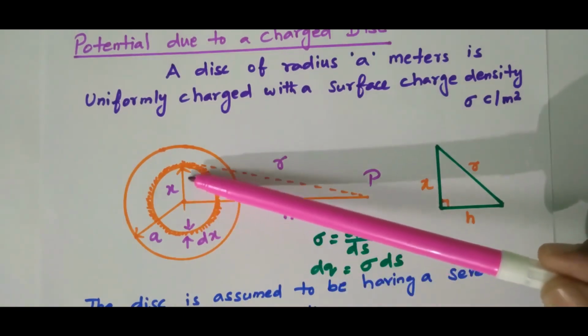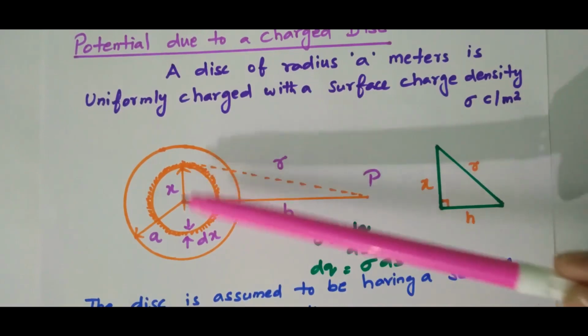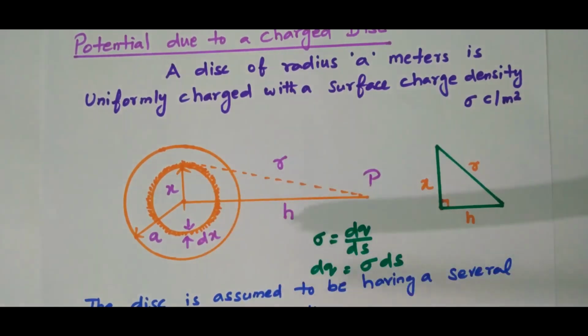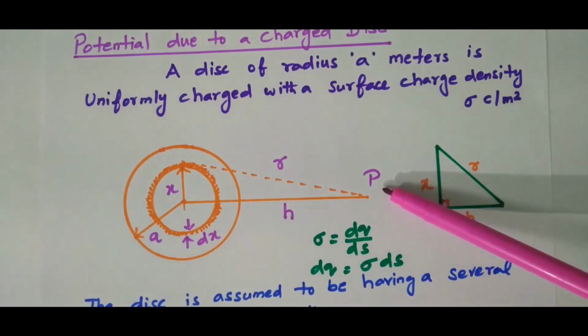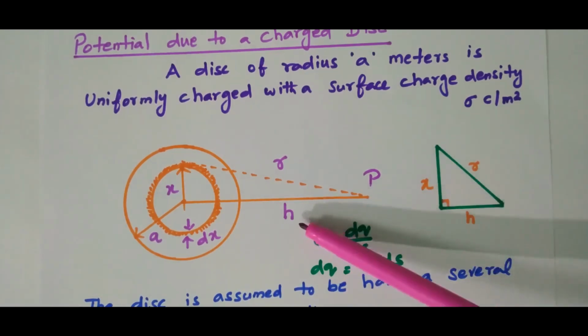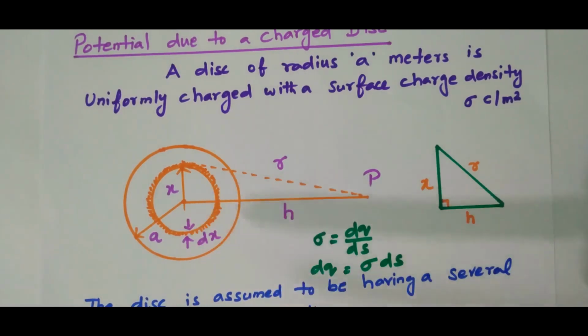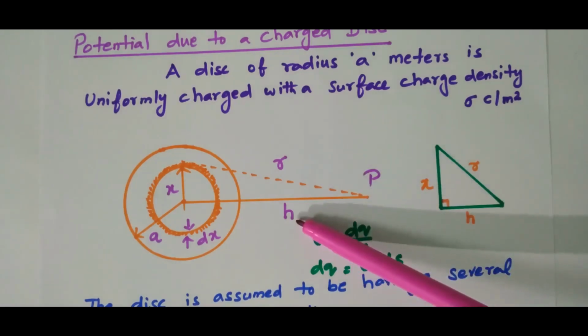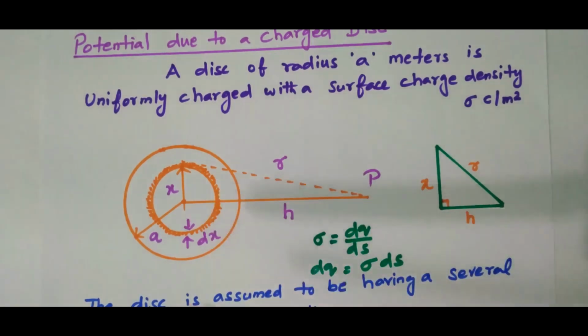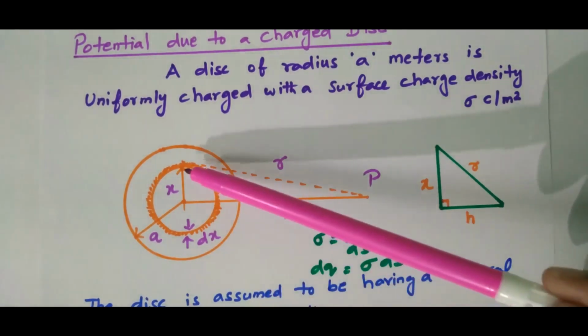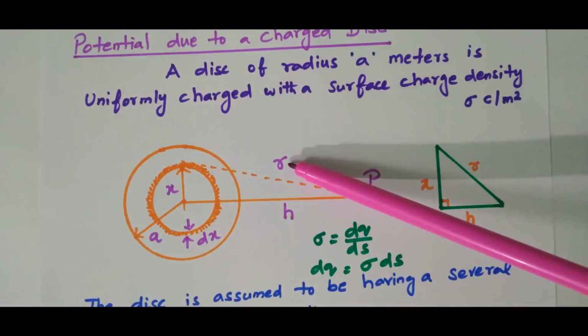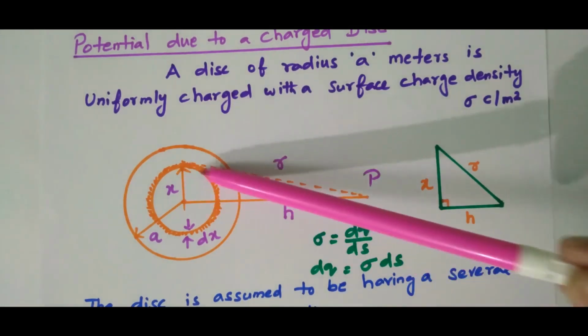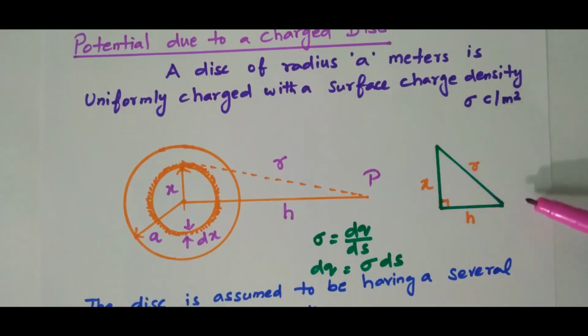In this we consider one ring at a distance x meter. The thickness is dx. Our aim is to find the potential at this point P, which is at a height of h meter from the center of the disk. The distance between the small segment and point P is r meters. This triangle with h, x and r is drawn separately, and it will be used during the calculation. This is a perpendicular.